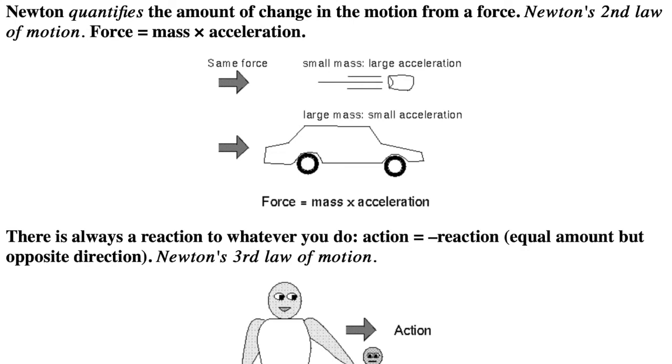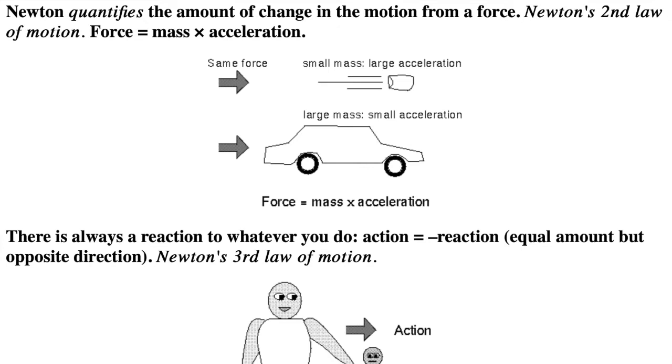Newton then quantified the amount of motion that will occur. The amount of motion depends on the amount of force applied and the amount of inertia the object has, which is also its mass. The mass is the amount of material. Newton's second law says that the amount of force equals the mass multiplied by the acceleration.